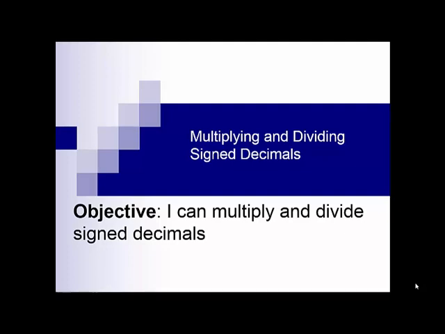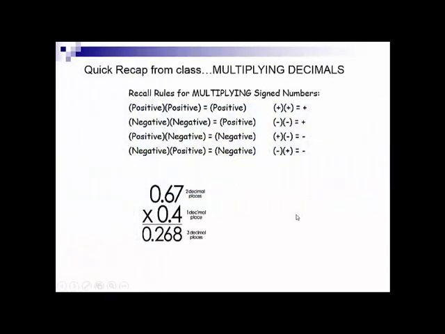Tonight's objective is I can multiply and divide signed decimals. I'm going to start by reviewing what we talked about in class about multiplying decimals. We know when we're multiplying signed decimals, a positive times a positive is a positive, negative times a negative is a positive, positive times a negative is a negative, and a negative times a positive is a negative.